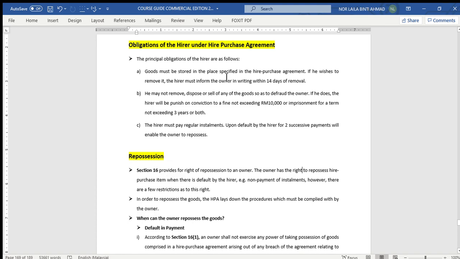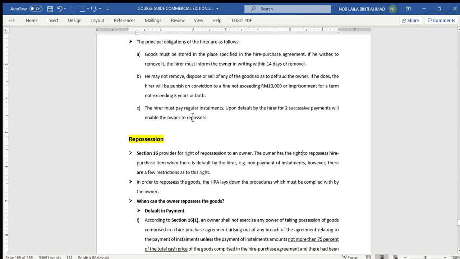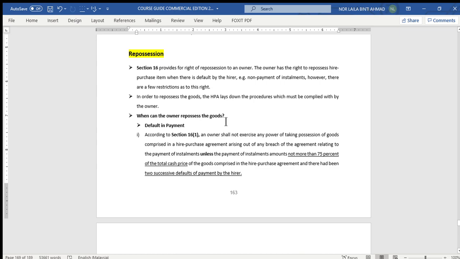Upon defaults by the hirer for 2 successive payments, the owner will be able to repossess. Repossess here means proses penarikan semula. Okay, kalau kita selalu tengok dalam TV, proses tarik balik kereta. This is known as repossessions.